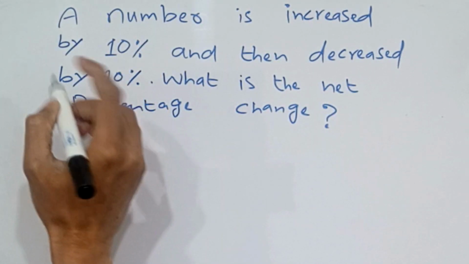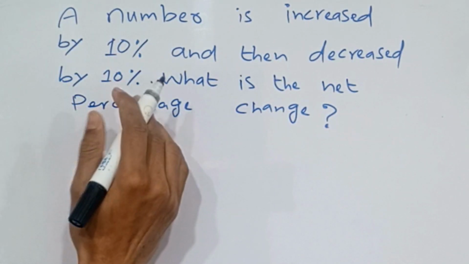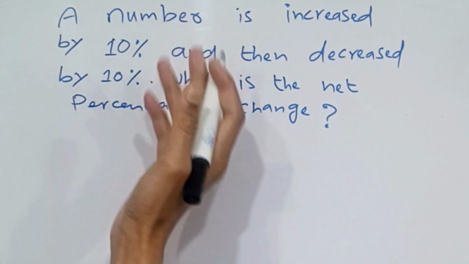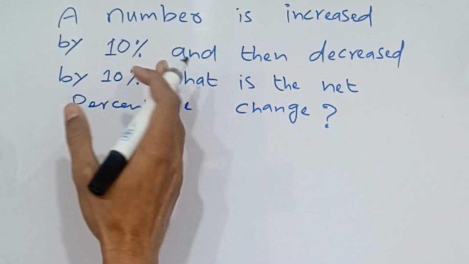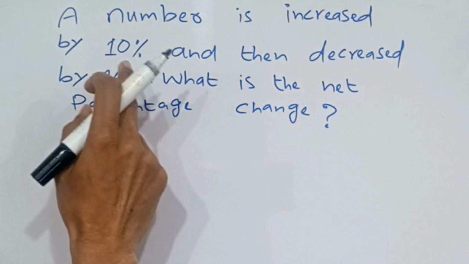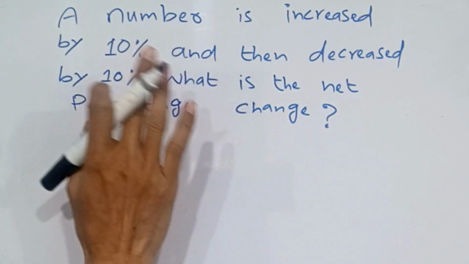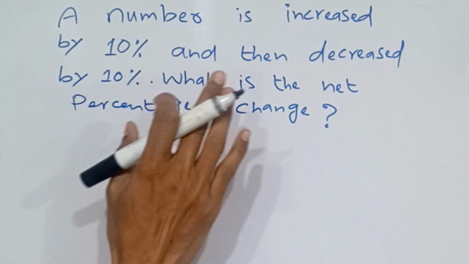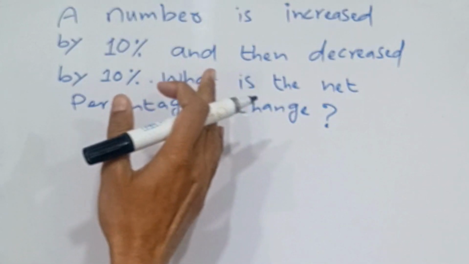Right. Step 1, understand what's happening. We start with a number. Let's call it the original number. First, we increase it by 10%. Second, we decrease this new number by 10%. We want to find the net percentage change from the original.